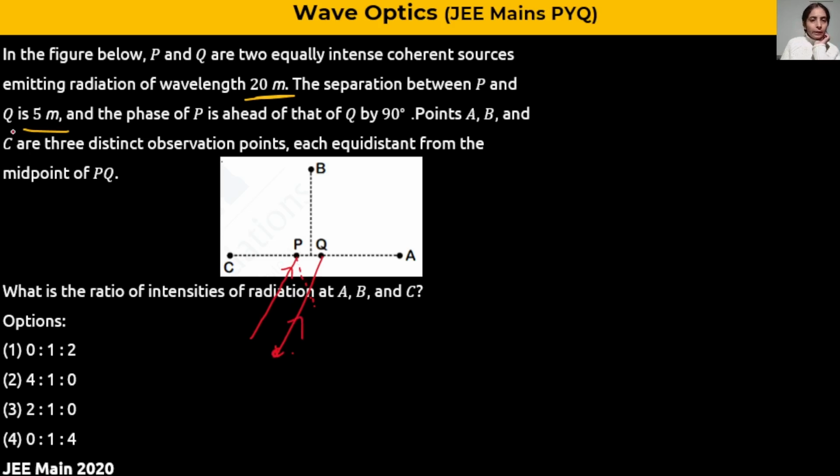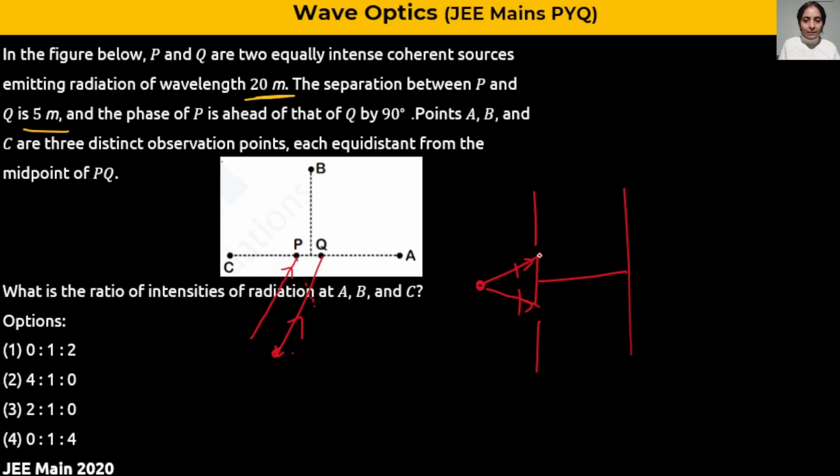मैंने ये क्या draw किया? Actually, what I'm trying to show you is, in the question it is said that phase of P is ahead of that of Q. So P और Q का जो phase है that is not same. यानी कि देखो, जब हम single slit double slit interference करते हैं तो whatever light is coming from here, इन दोनों का phase same होता है. कहने का मतलब क्या है?